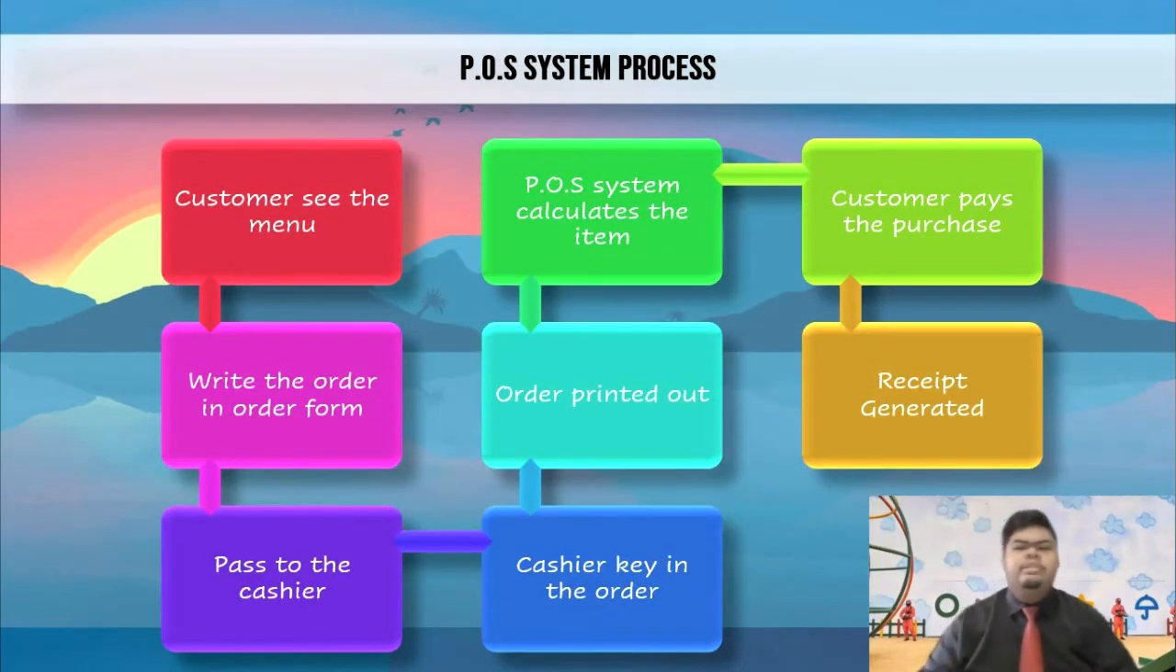I will continue with the POS system process. First, the customer will see the restaurant menu and decide what they want. The waiter will write it down on the customer order form. The waiter will pass the customer order form to the cashier for them to key in the customer order, and the order slip will be printed out at the kitchen and bar printer. The point of sale system will calculate the price of the items. The customer will be required to complete their purchase by using their credit card, tap card, debit card, or cash. The payment is processed, the receipt is generated, and the things purchased are handed over to the customer.